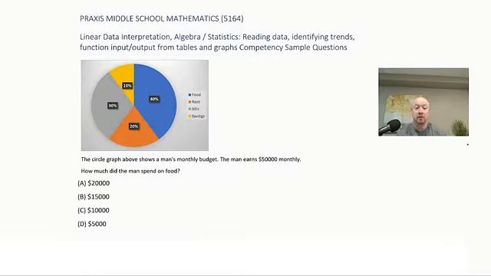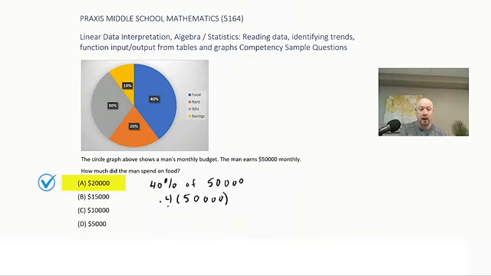The circle graph above shows a man's monthly budget. The man earns $50,000 monthly. How much did the man spend on food? Okay, so we're looking at the circle graph, and food is in blue, so it's 40%. So what we want is 40% of the $50,000 budget. We're going to use our calculator to multiply 0.4 times 50,000, and if we do that correctly, we should get choice A, 20,000.